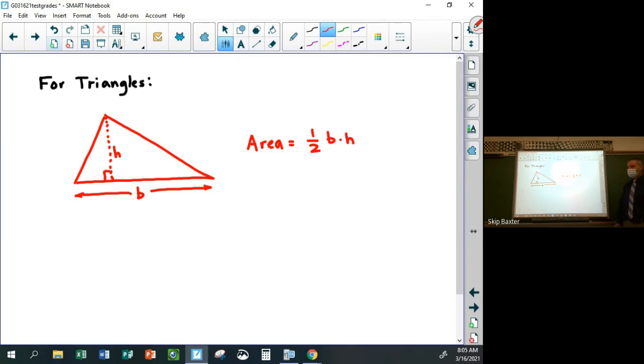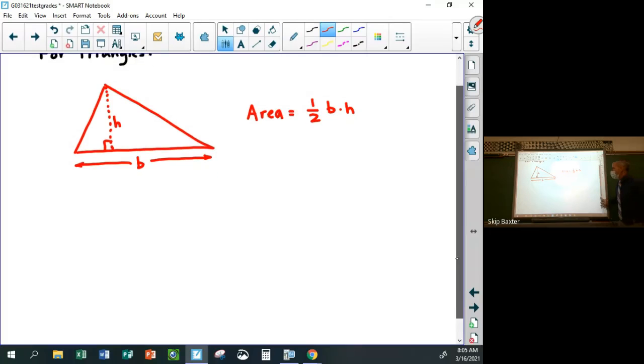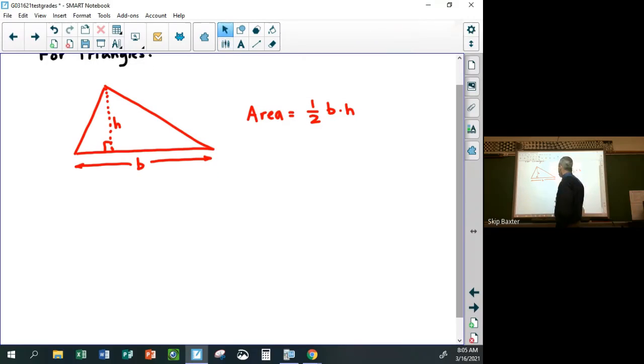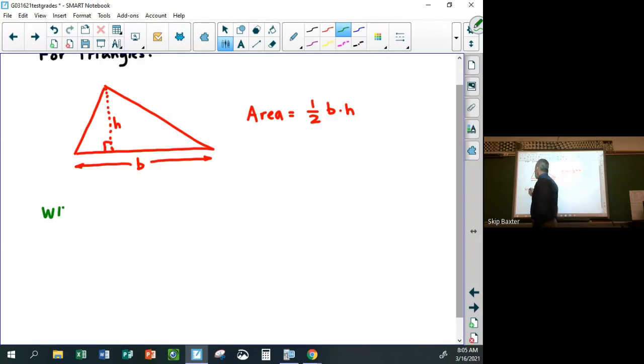The only special case in which the height is actually going to be a length of a side is if it happens to be a right triangle that's sitting on one of its legs. Okay? So again, this is logical that this is the formula. If you just think of it this way.